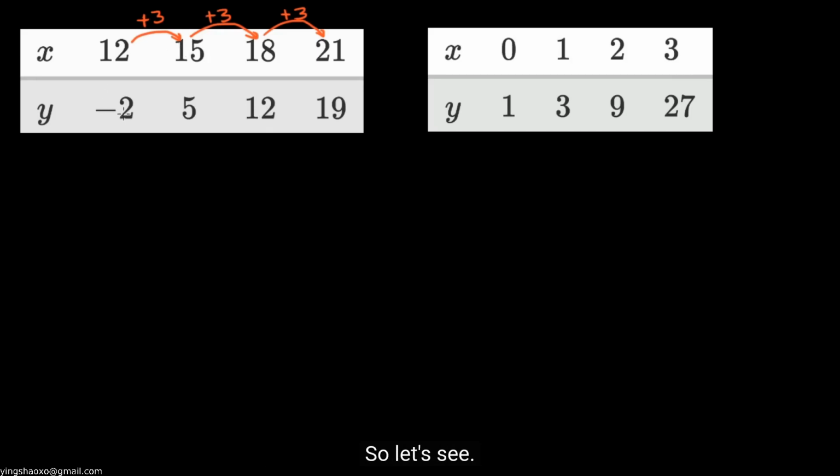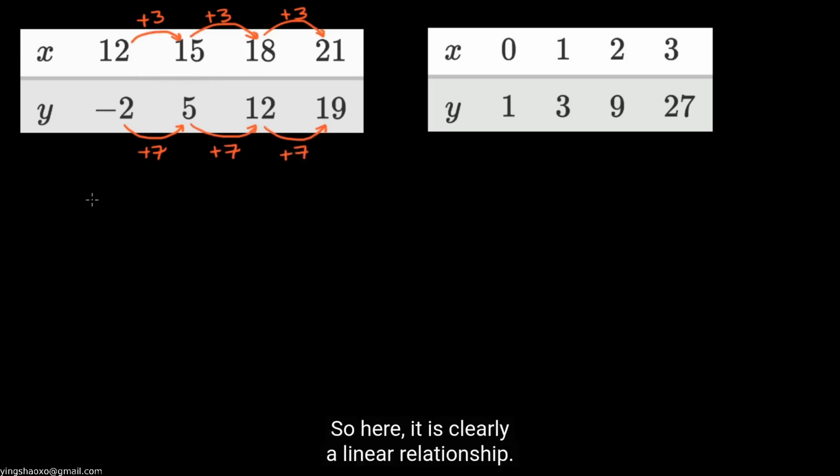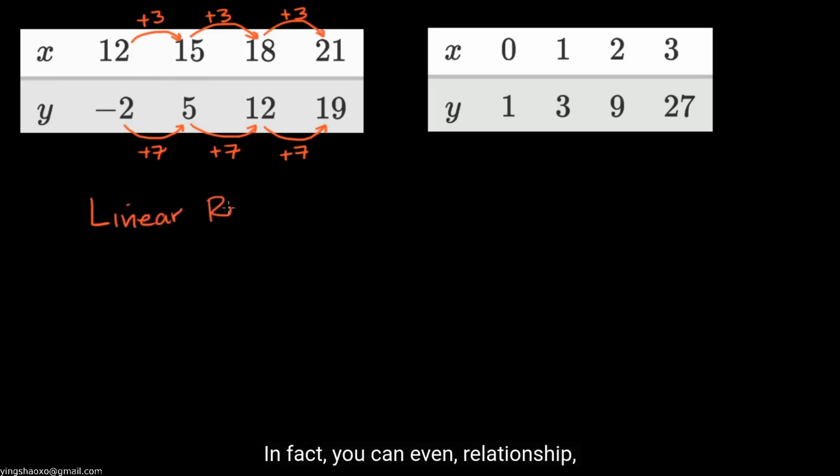So let's see. Here we're going from -2 to 5, so we are adding 7. When x increases by 3, y increases by 7. When x is increasing by 3, y increases by 7 again. When x increases by 3, y increases by 7 again. So here it is clearly a linear relationship.